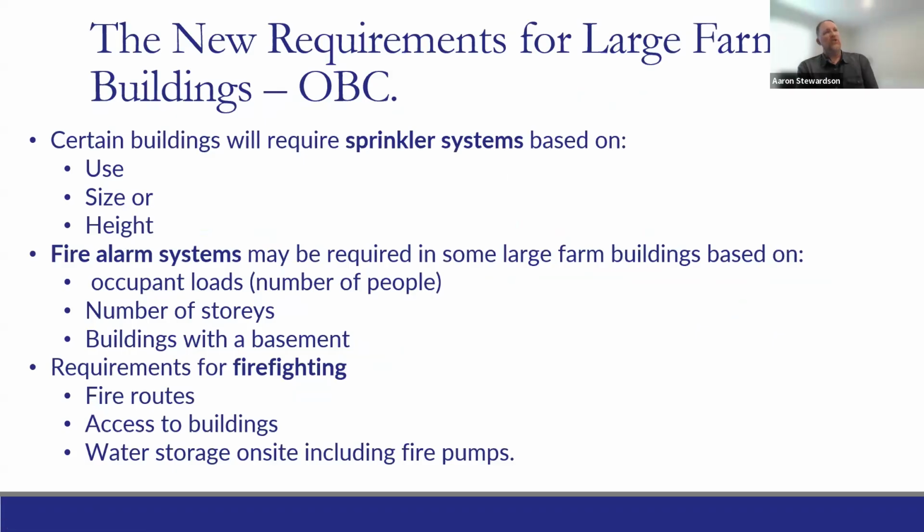So the one thing with the change of putting large farm buildings into the Ontario Building Code is there are more requirements towards how the buildings are required to be constructed and the elements that need to be within those buildings, right? So, new requirements for large farm buildings under the Ontario Building Code. Certain buildings will require sprinkler systems based on use, size, or height. It could be any one of those. Generally, it's going to get down to the size, which is your building area, or the height, which is your number of stories. I'll touch on this a little bit later.